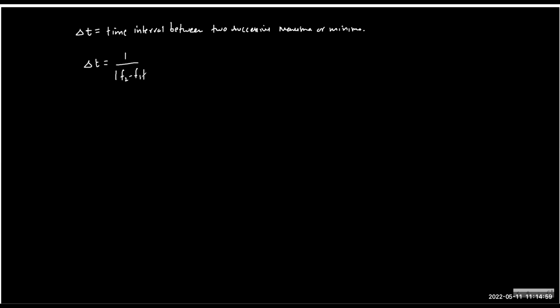So if they ask you what is the time interval between one maxima and the next minima, the answer will be delta t by 2, right? It is 1 upon 2 times the mod of the difference of frequency.